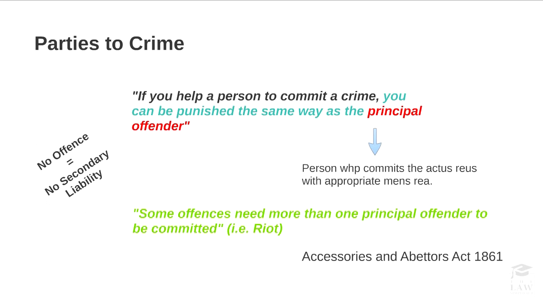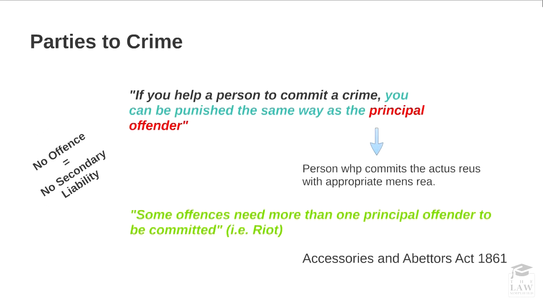In this lesson, we're going to conclude the introduction portion of our course by looking at parties to a crime. There might be more than one individual involved in a criminal activity. There are instances where there can be secondary liability imposed on these individuals, and occasions and certain crimes where there needs to be more than one principal offender.